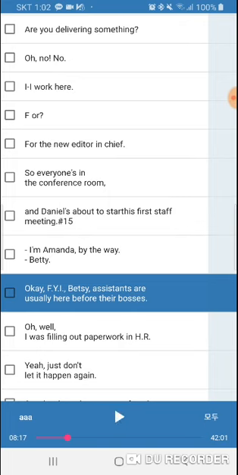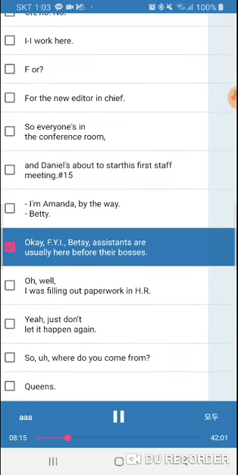Okay, Bessie. Okay, Bessie. Assistants are usually here before their bosses. Okay. Okay, Bessie. Okay, Bessie. Assistants are usually here before their bosses. Okay, Bessie. Okay, Bessie. Assistants are. Okay, Bessie. Assistants are usually before. Okay, Bessie. Assistants are usually here. Okay, Bessie. Assistants are usually here before their bosses. Okay, Bessie. Assistants are usually here before their bosses.